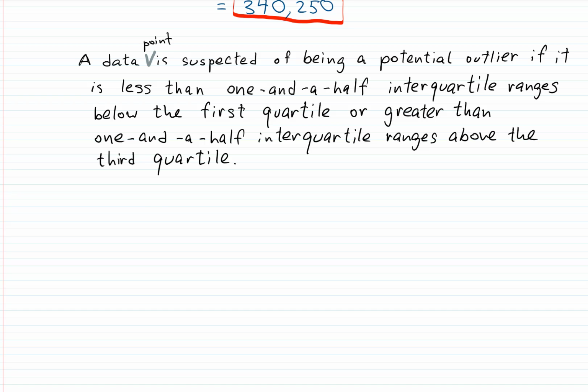Okay, so what you do is you find quartile 1 and then you subtract 1.5 times the IQR. Okay? And any number that is smaller than that is suspected of being an outlier. And then you also do the third quartile plus 1.5 times the interquartile range. And any number bigger than that is suspected of being an outlier. And remember what the interquartile range is. That's quartile 3 minus quartile 1.